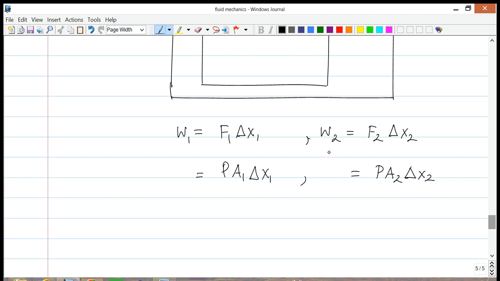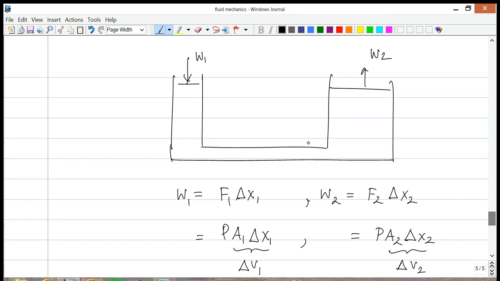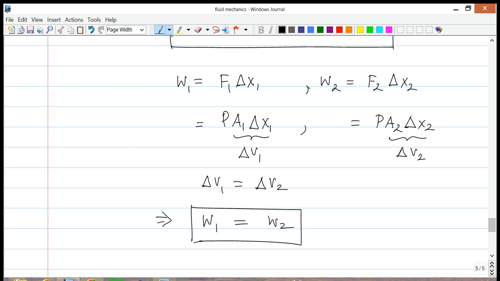Great. So we have our two works. Now, if you look at this expression, what we know is that A1 times delta X1 is nothing but the volume change on one side, and A2 times delta X2 is the volume change on the other side. So whatever volume is compressed on one side, that's the volume that goes up on the other side. And we understand that these two volumes absolutely have to be the same, because you're not pumping any fluid into this. So delta V1 is equal to delta V2, and consequently we know that W1 is equal to W2. So the work done on one side is equal to the work done on the other side.